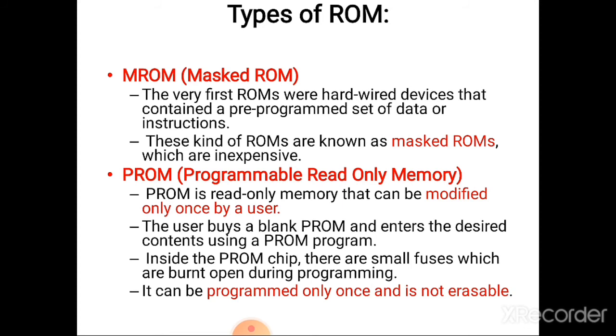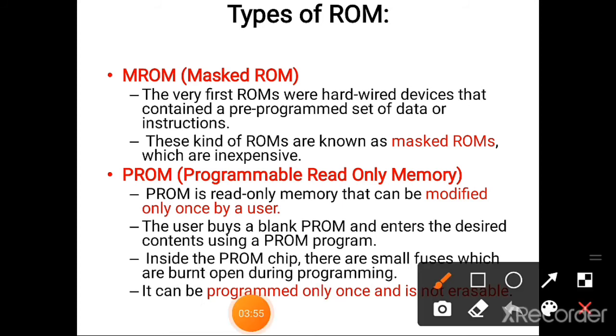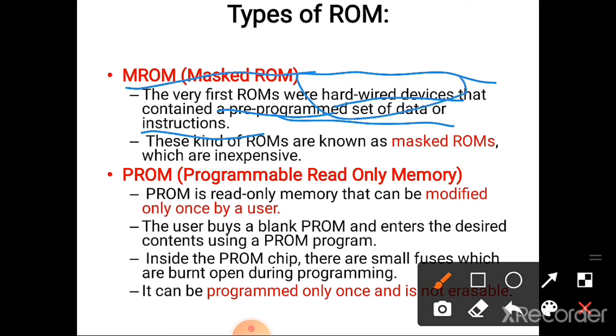Next, the different types of ROM. First one is masked ROM. The very first ROMs were hardwired devices containing a pre-programmed set of instructions and data. That means the masked ROM already contains the programmed data and instructions. This type of ROM is known as masked ROM and its cost is inexpensive.